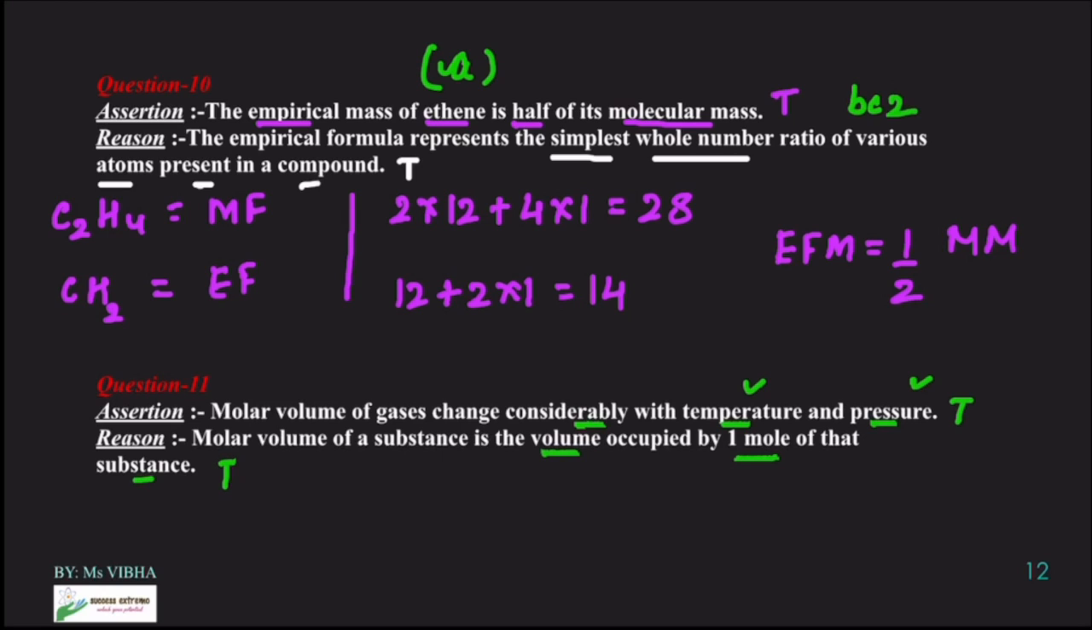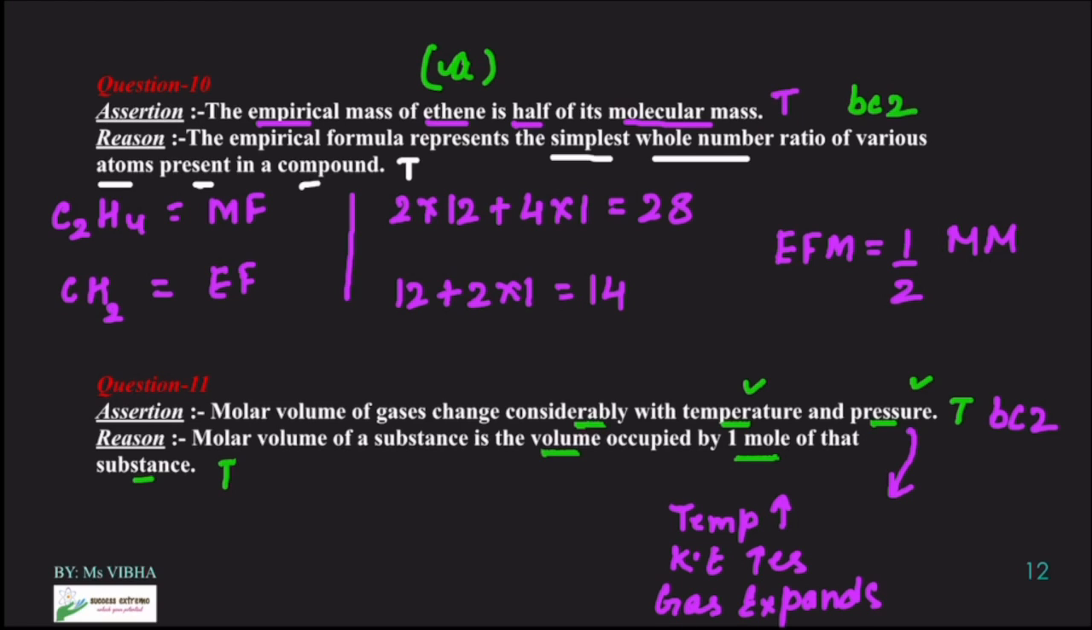Now, adding "because" in between: the molar volume of the gases changes considerably with temperature and pressure because the molar volume of the substance is the volume occupied by 1 mole of the substance. The reason is not the correct explanation for the assertion. The correct explanation is that as the temperature increases, kinetic energy increases, the gas expands, and as the gas expands, it requires more volume, so volume increases. So the answer is B.